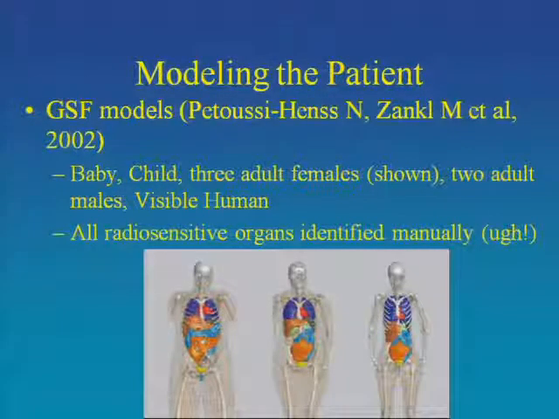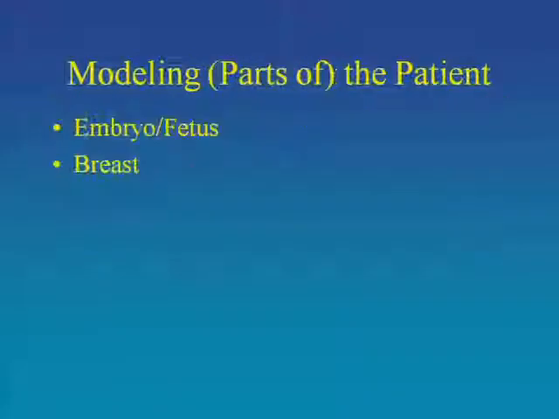So there are some models that we've had access to, the GSF models from Maria Zankl's group, no longer called GSF, it's called Helmholtz Zentrum München, I think. They had a baby, a child, 3 adult females spanning a range of sizes, and 3 males, all with the radiosensitive organs identified by somebody. I don't know who the saint was who did all that, but it's a lot of work.